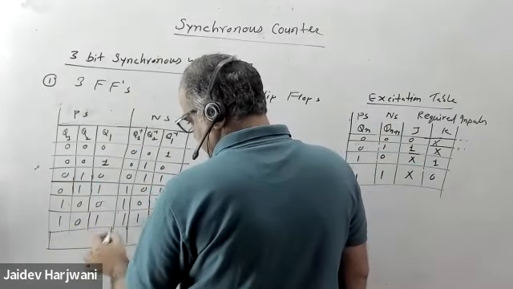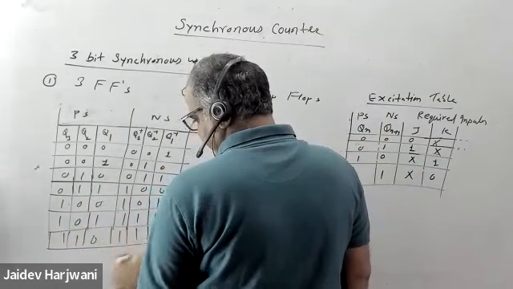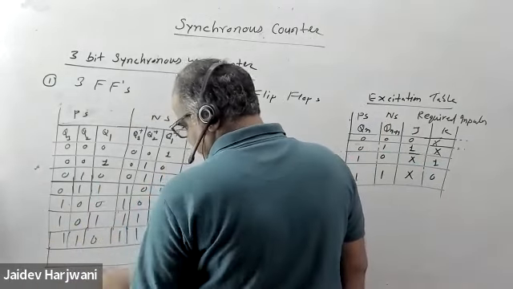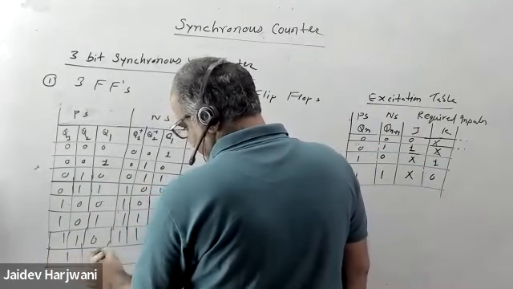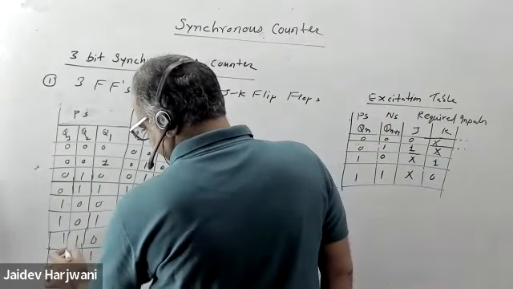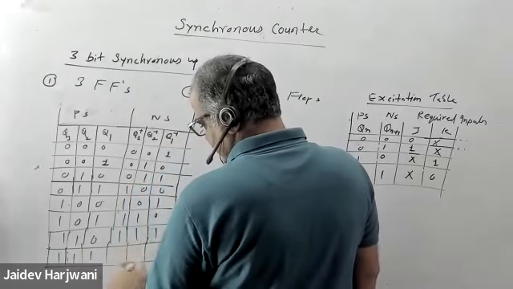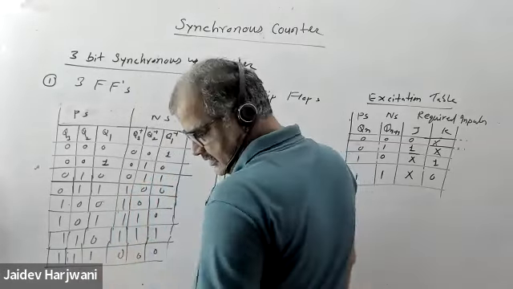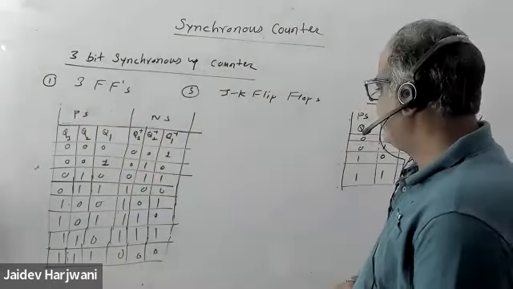And if I have 1 1 0, I have 1 1 1, and for the next state, if I have 1 1 1, the last state we have is 0 0 0. That is cycling, my state diagram is cycling.